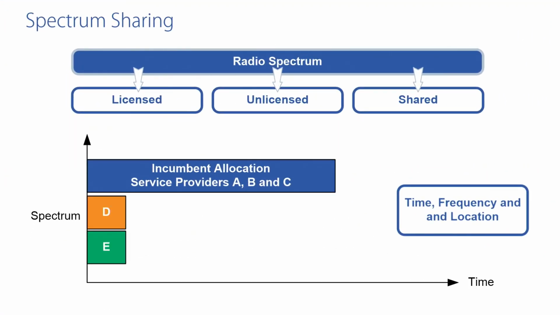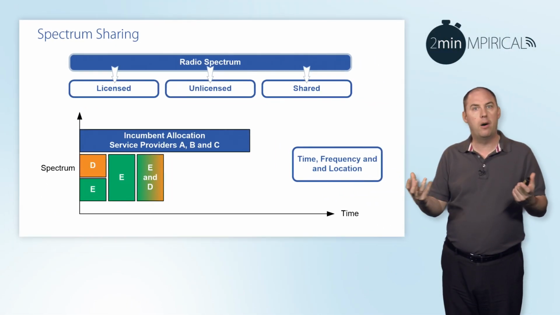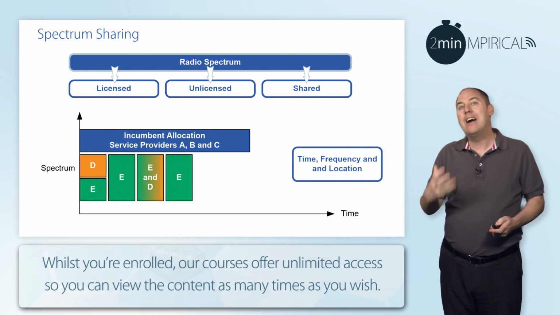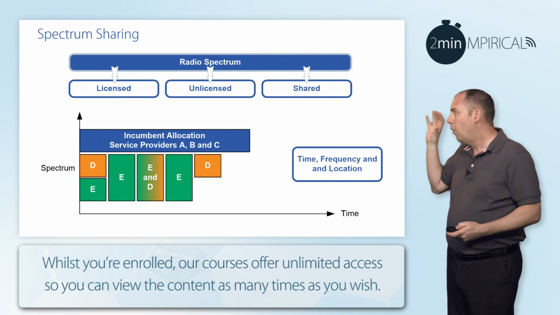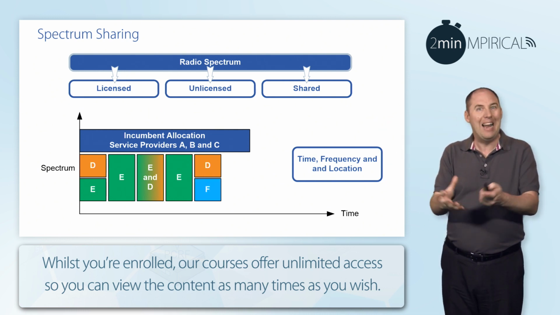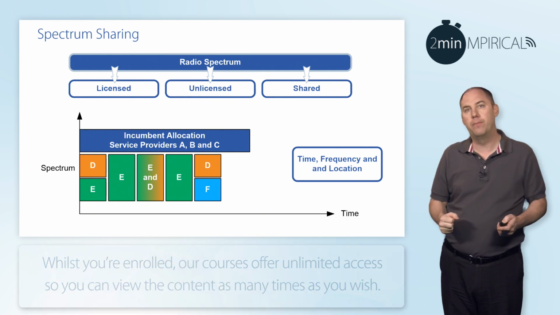But the key thing is based on some time-based allocation, it might then change, so E gets more, and then D and E are both sharing it. You might say, how can they share it? Well, at the same frequency and time, they could be physically separated in different parts of the country. And then it's back to E again. As new entrants come in, what we can start thinking about is saying, yes, you can now have a piece of that allocation, that shared spectrum.